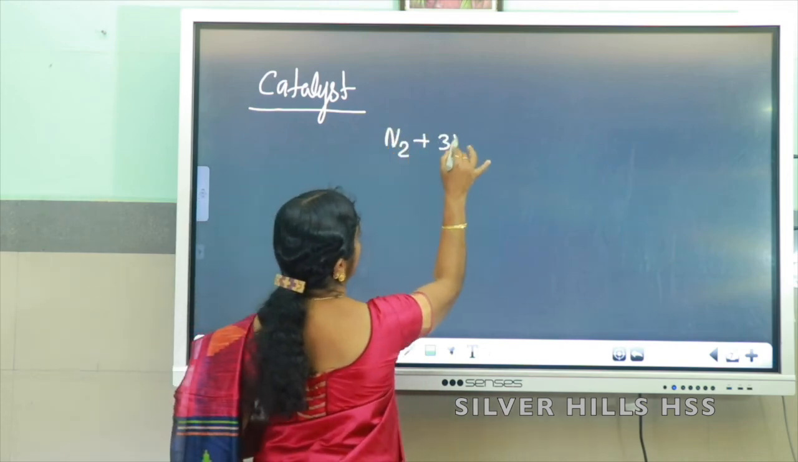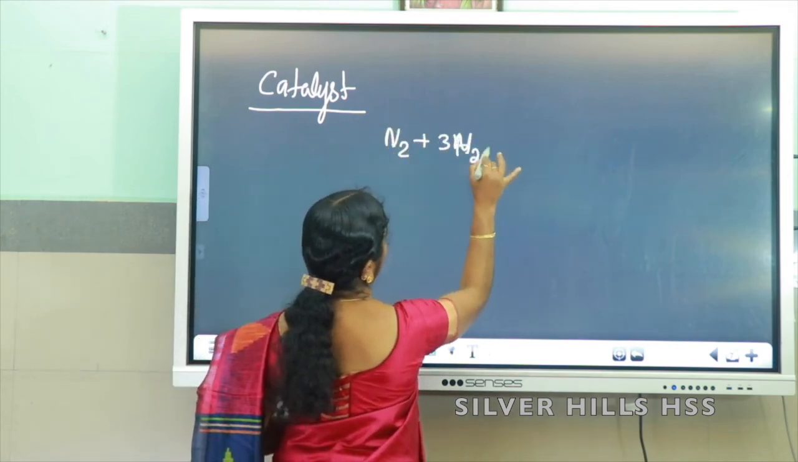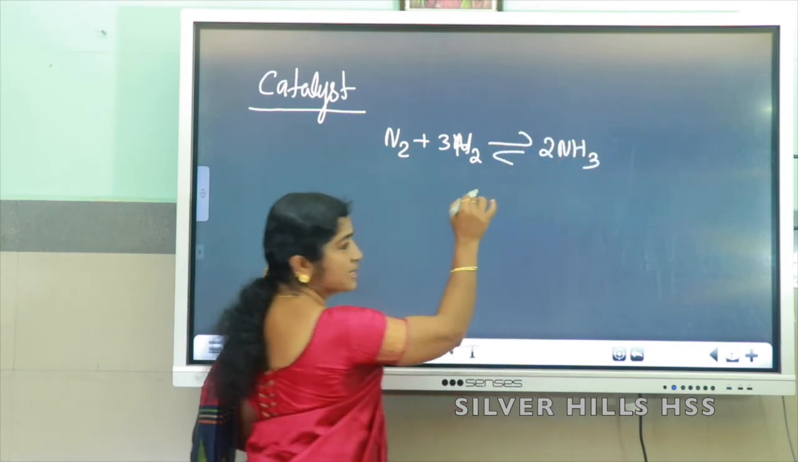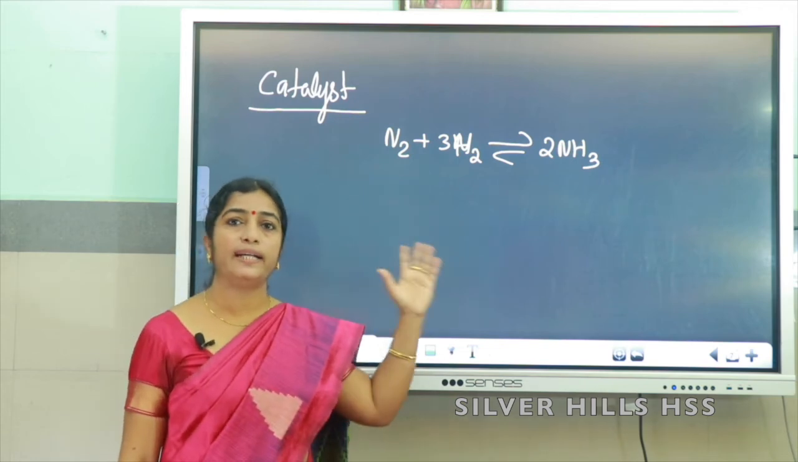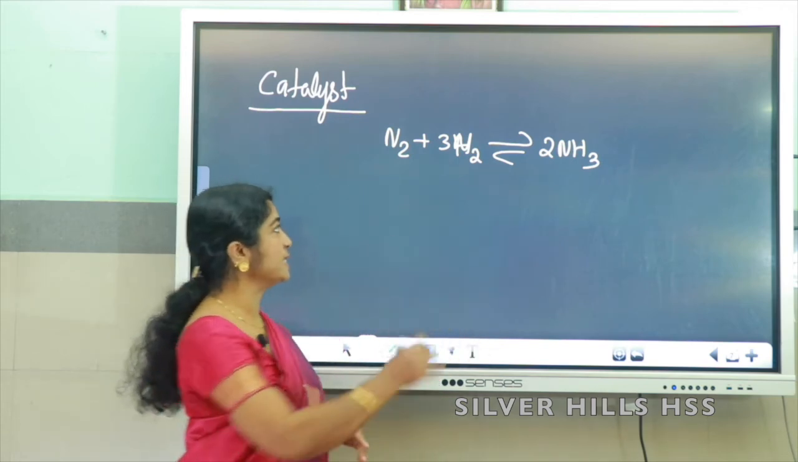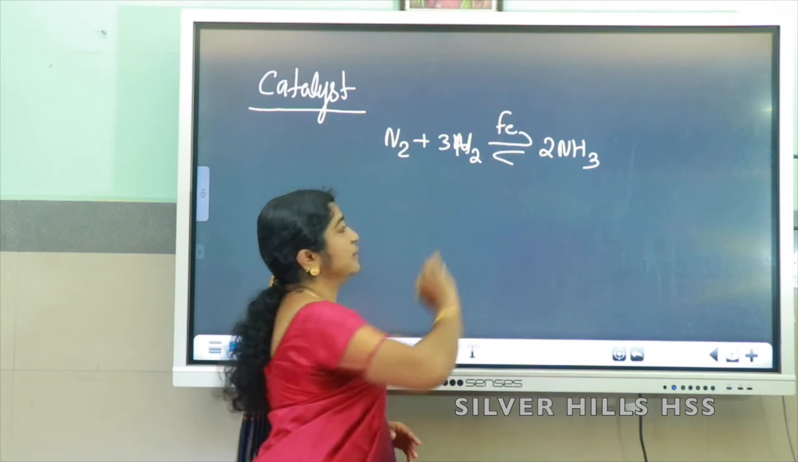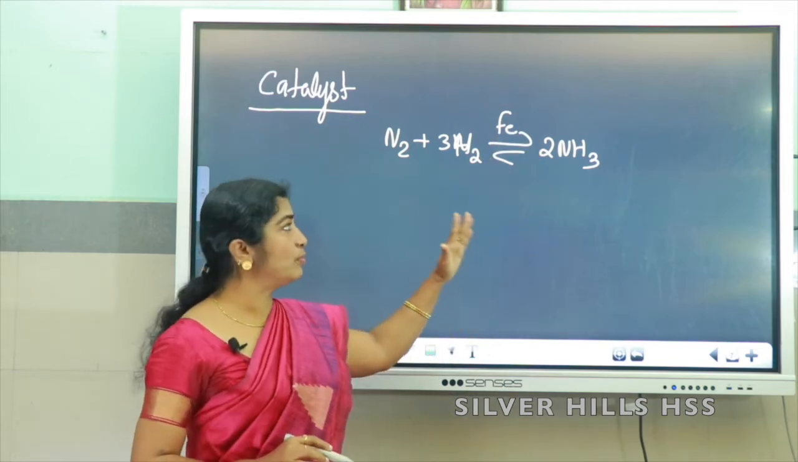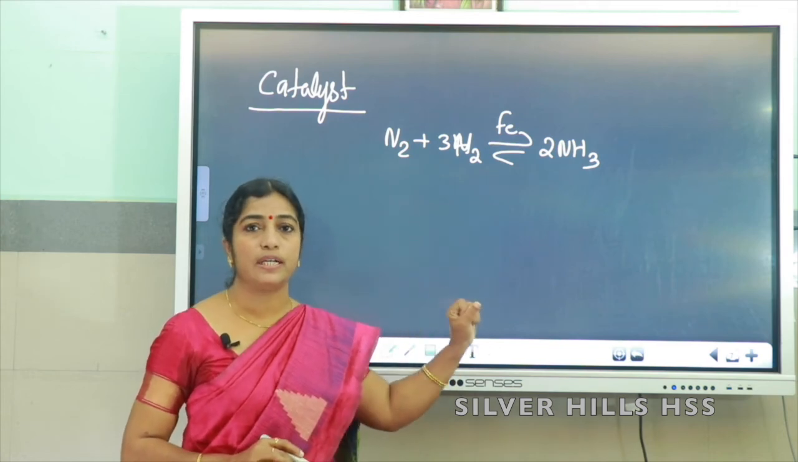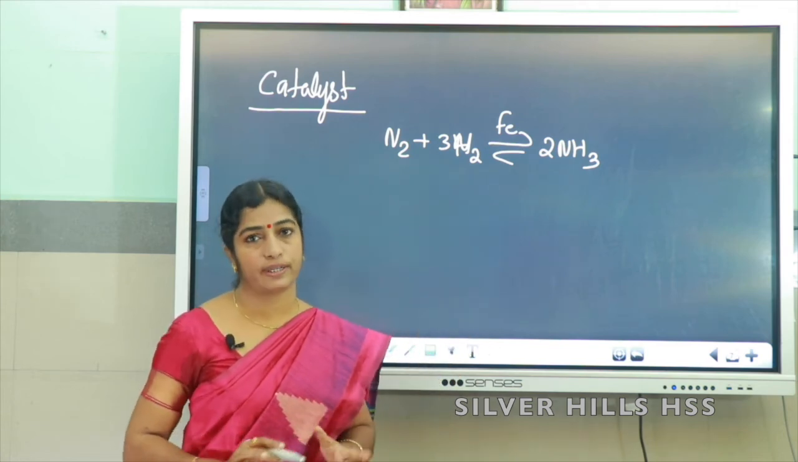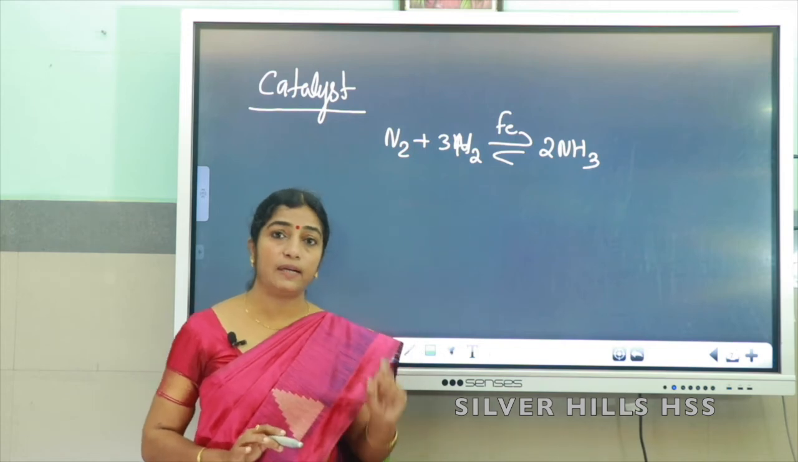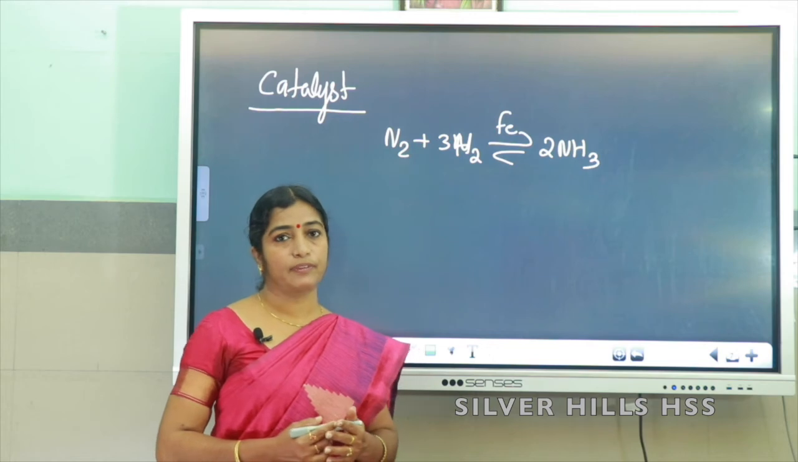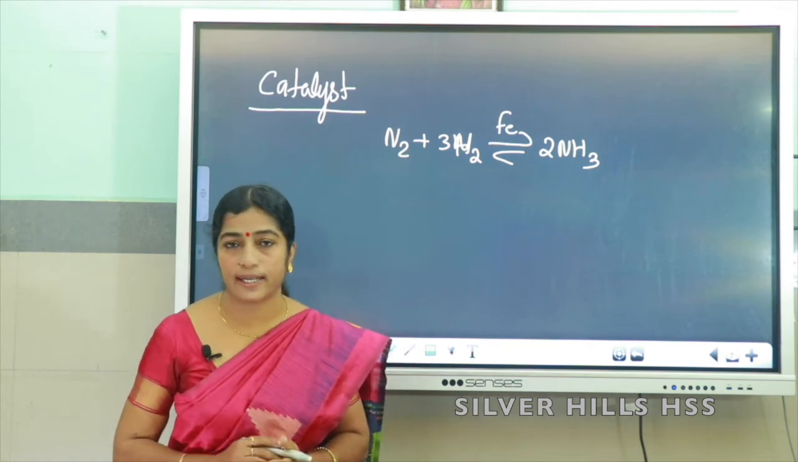Equally they are accelerated. Let us take an example: N2 plus 3H2 gives 2NH3. Suppose this system is at equilibrium. When we add a catalyst, spongy iron, which is the catalyst used in this reaction, it accelerates both forward and backward reactions equally, so the equilibrium won't change. There is no effect. But a catalyst helps to attain chemical equilibrium at a faster rate. So that is the effect of catalyst.